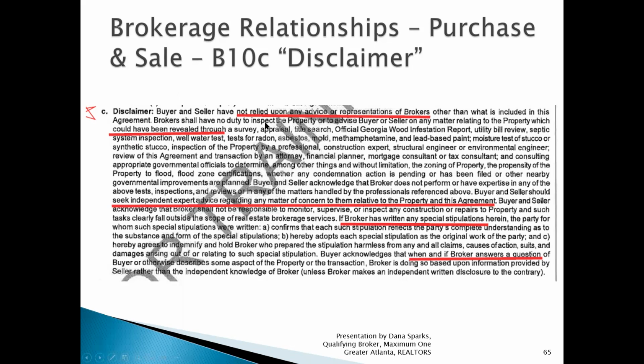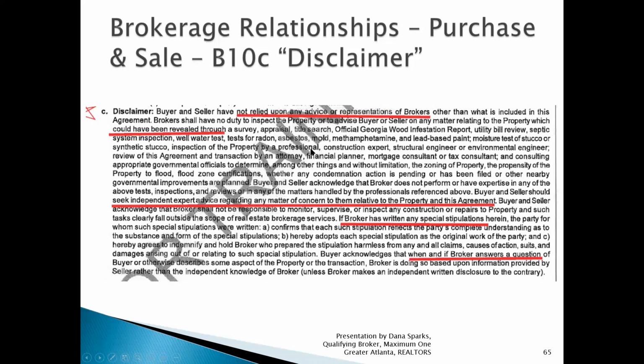It says, buyer and seller, you have not relied upon any advice or representations of me, agent and broker. I have no duty to inspect the property or advise you on the property, especially something that could have been revealed through a survey, appraisal, title search, termite letter, utility bill, financial planner, attorney, mortgage consultant, or tax consultant.